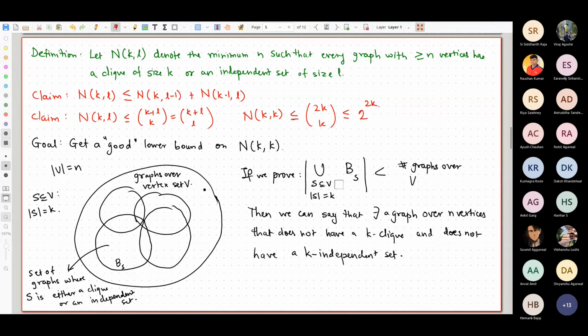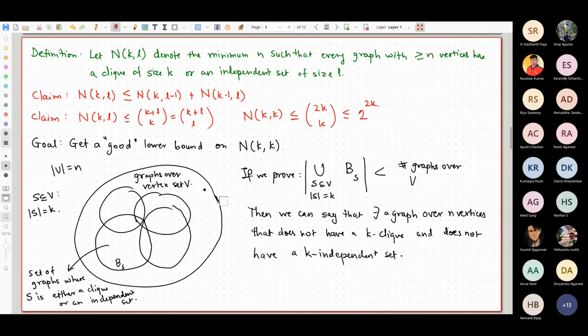Right, and therefore my job is to prove that the size of the union of all these B sub S sets is strictly less than the total number of graphs over the vertex set V. Does that answer the question, Chinmay? So basically then there will be some graph which has a vertex set, a subset of V, which is a good graph, right?